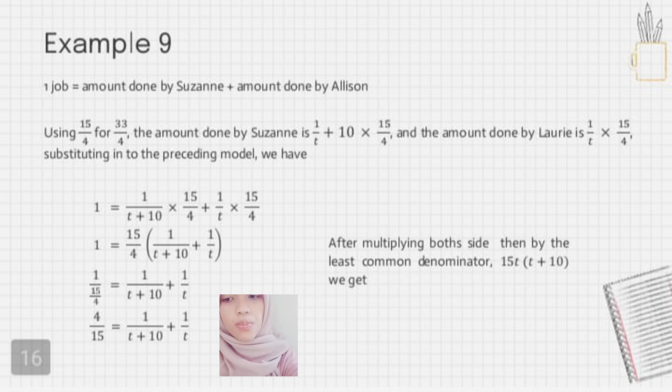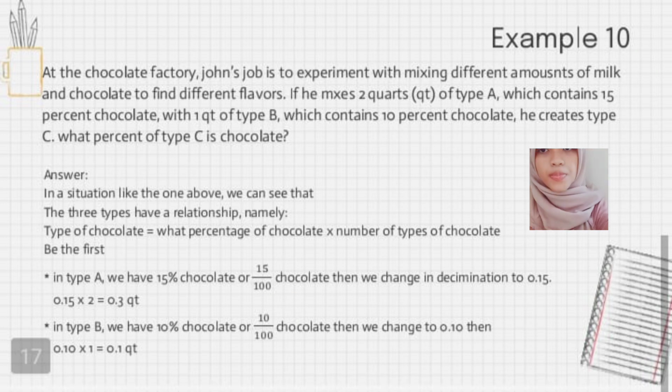Substituting into the working model, we have 1 equals 1 per t plus 10 times 15 per 4 plus 1 per t times 15 per 4. So we have 4 per 15 equals 1 per t plus 10 plus 1 per t. After multiplying both sides by the least common denominator, 15t times t plus 10, we get the equation. Move to example 10.